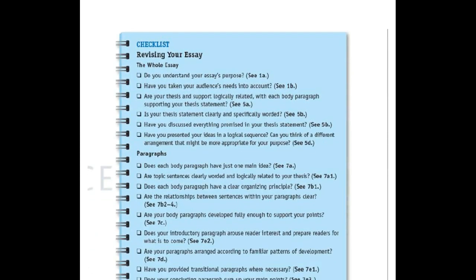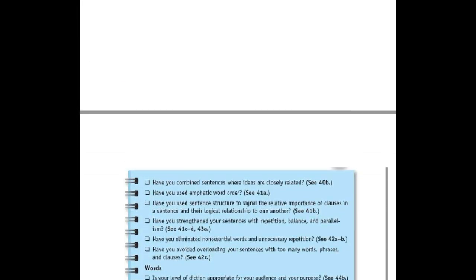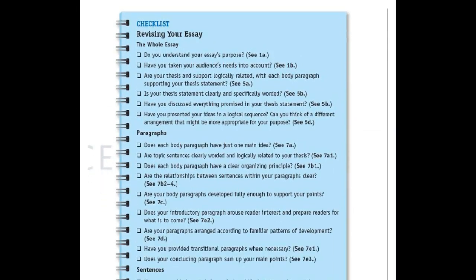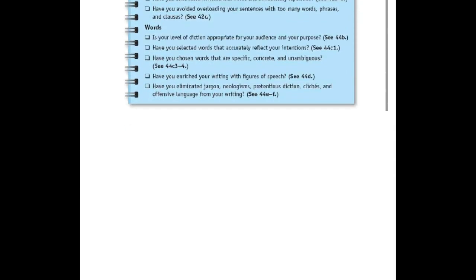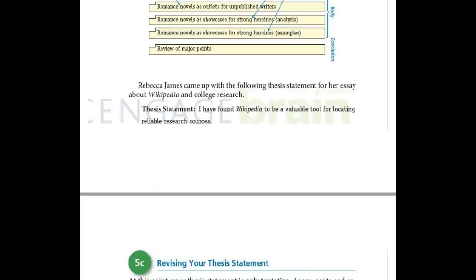There's also a checklist here as well that you can use. And this is good for reviewing your entire essay, looking for your paragraphs to make sure they're wrapping up nicely, and checking your words before you turn in that final draft.